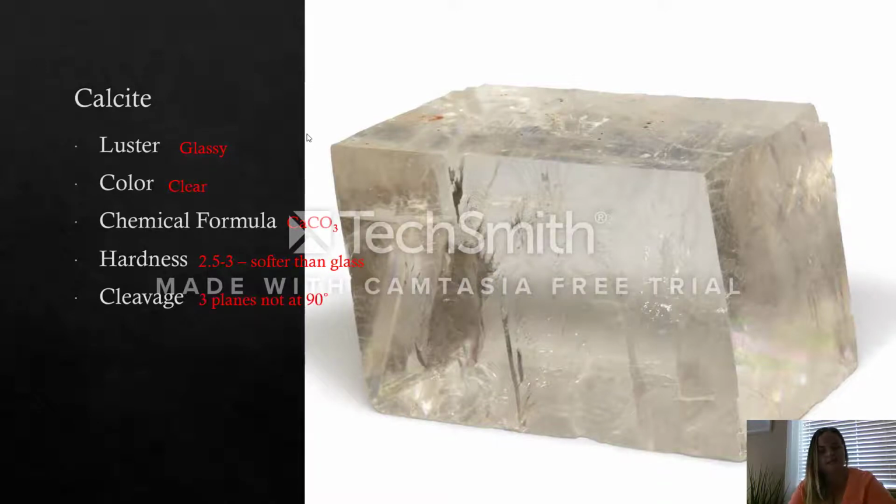And it does have 3 planes of cleavage that are not at 90, so you see how it kind of slants a little bit. That's the not at 90 degree angle. So this not 90 degree angle right here is what we're talking about. And the 3 planes are this one, and this one. If you have trouble recognizing the planes, watch the previous video to get yourself up to speed.